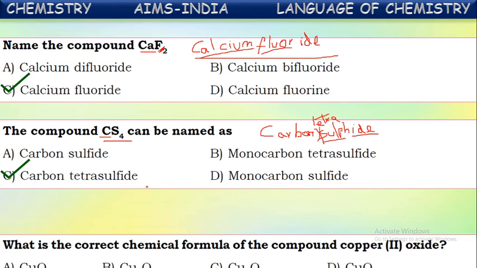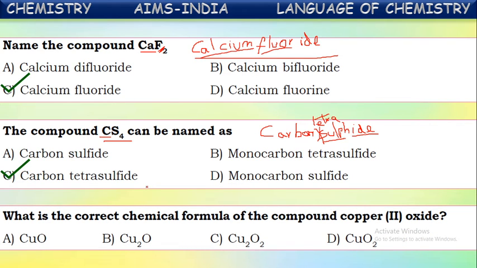Okay, let us see the next question. What is the correct chemical formula of the compound copper(II) oxide? Here this 2 represents the valency of copper in this compound. As copper is a variable valent element, the valency of copper in this compound is prescribed in the bracket as a Roman number. It represents its valency 2 in this compound. Now copper is plus 2, and oxide formula we know as O minus 2.